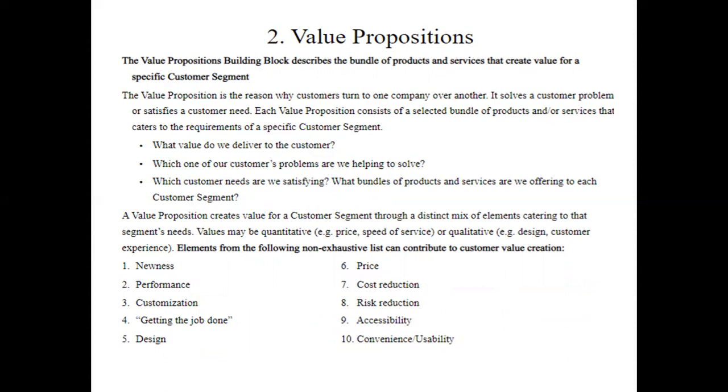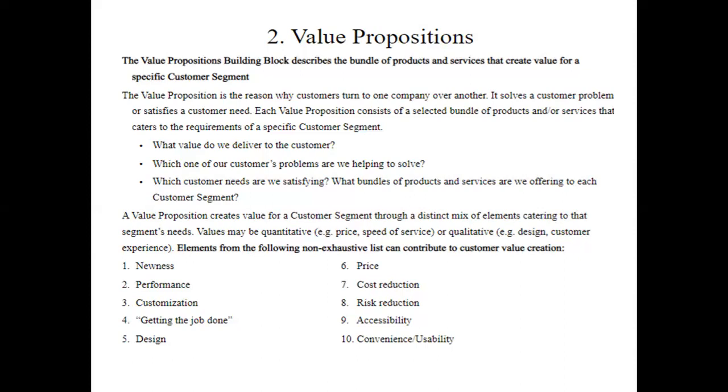So next one is value propositions. The value propositions building block describes the bundle of products and services that create value for a specific customer segment. The value proposition is the reason why customers turn to one company over another. It solves a customer problem or satisfies a customer need, and each value proposition consists of a selected bundle of products and or services that cater to the requirements of a specific customer segment. What value do we deliver to the customer? Second one is which one of our customers' problems are we helping to solve? Third one, which customer needs are we satisfying? What bundles of products and services are we offering to each customer segment?